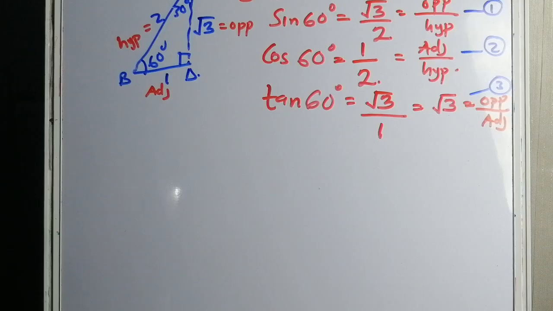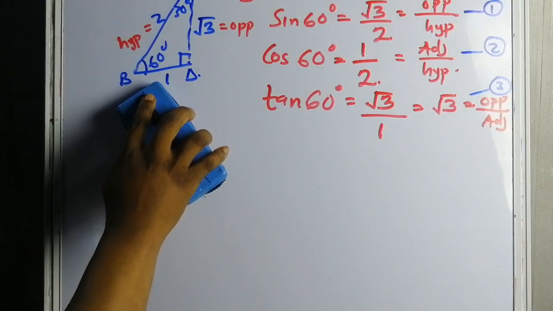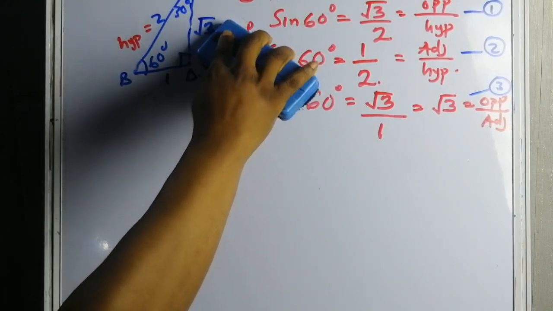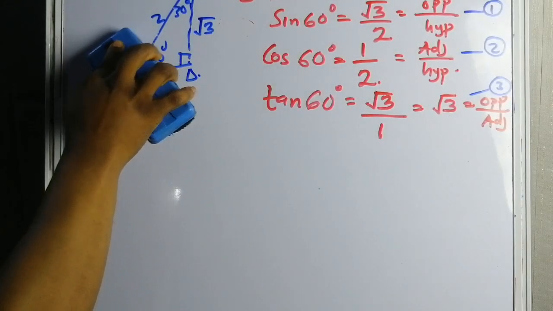We are moving to 30 degree. So what do I need to do first? Since we are moving to another angle, I will have to clean up the one for 60 degree. I'll clean up adjacent here, clean up opposite here, because we are looking at another angle.